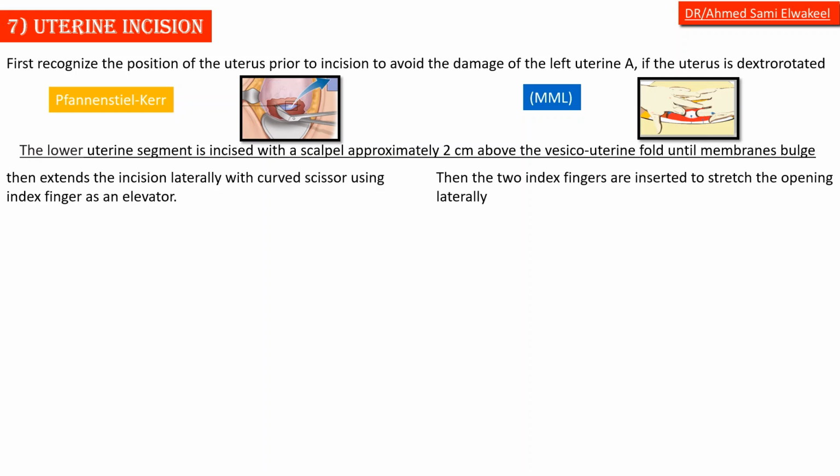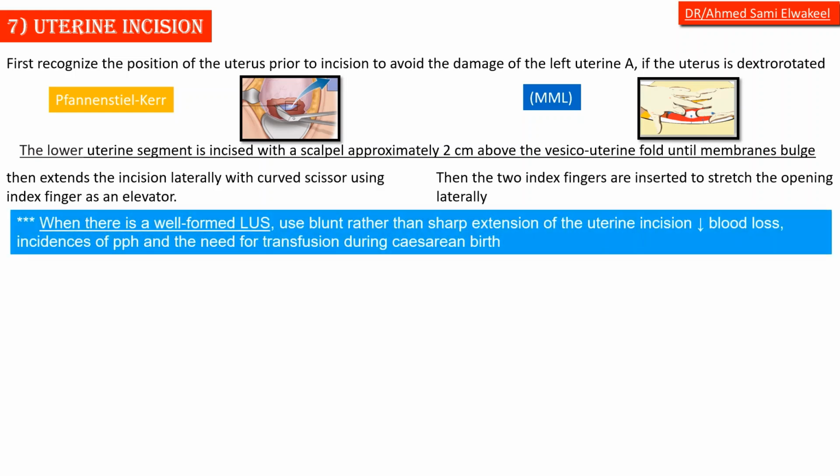Then extend the incision laterally with curved scissors, using the index finger as an elevator in the Pfannenstiel method. In modified Misgav, the two index fingers are inserted to stretch the opening laterally. According to guideline, when there is a well-formed lower uterine segment, use blunt rather than sharp extension of the uterine incision to decrease blood loss, incidence of postpartum hemorrhage, and the need for transfusion during caesarean birth.